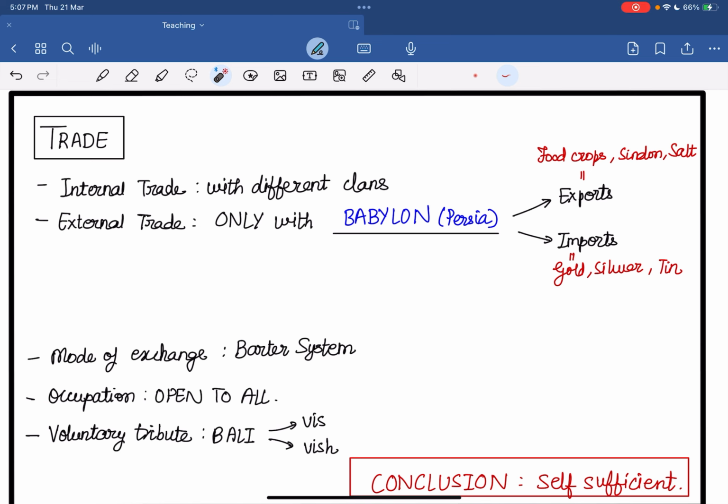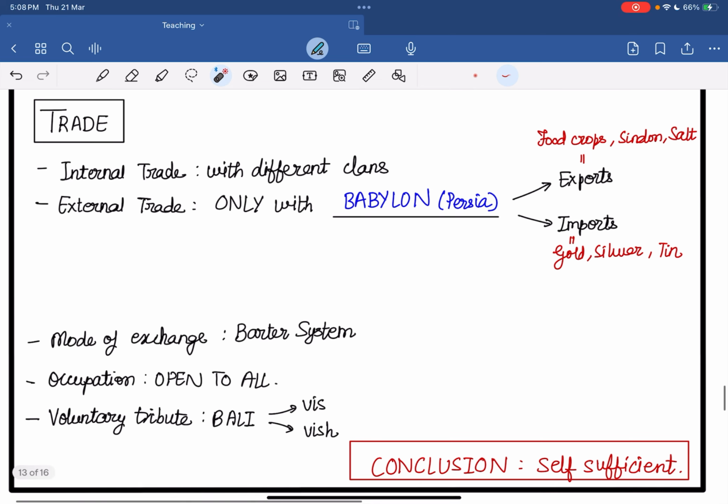When we talk about economy, occupation was open to all, like we saw in IVC. And you'll have to understand one thing. The people gave voluntary tribute to the Rajan, which was called Bali. Now, Bali was collected by the Gramani.